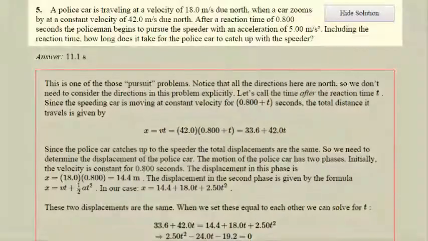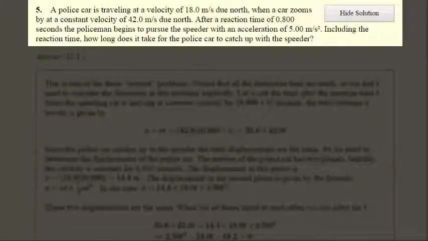So that's the first sentence of the problem. Second sentence, after a reaction time, let's call this reaction time of 0.800 seconds, okay? The policeman begins to pursue the speeder with an acceleration of 5, okay? Including the reaction time, how long does it take for the police car? So how long does it take?